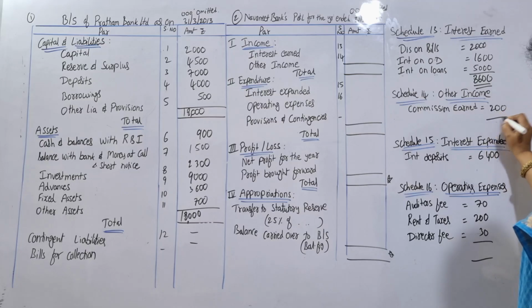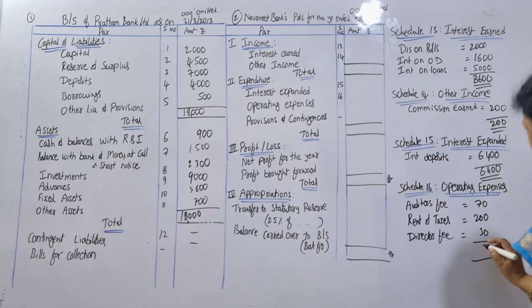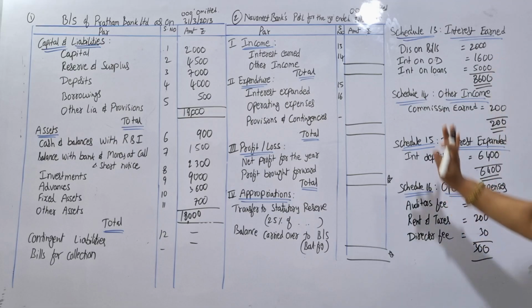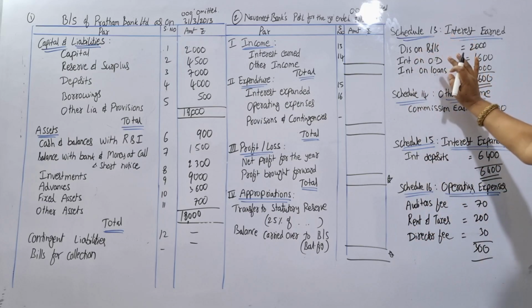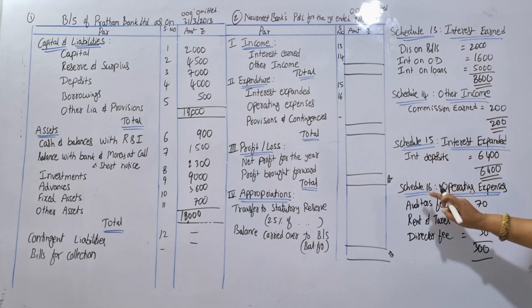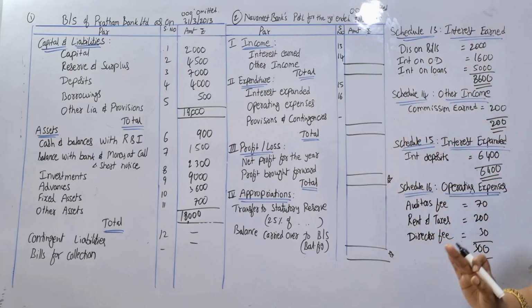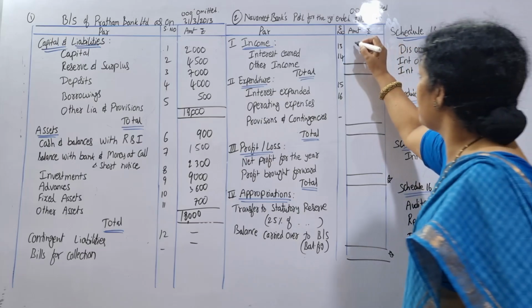Second one is 200 only. And third one is 6,400. Fourth one is here 300. So this everything we have done. Working notes. In working notes, schedule number 13, we have total 3 items. Schedule number 14, 1, 15, 1, 16, 3 items are there. So we have shown separately in the working notes. Now we can proceed directly. Schedule number 13 is 8,600.